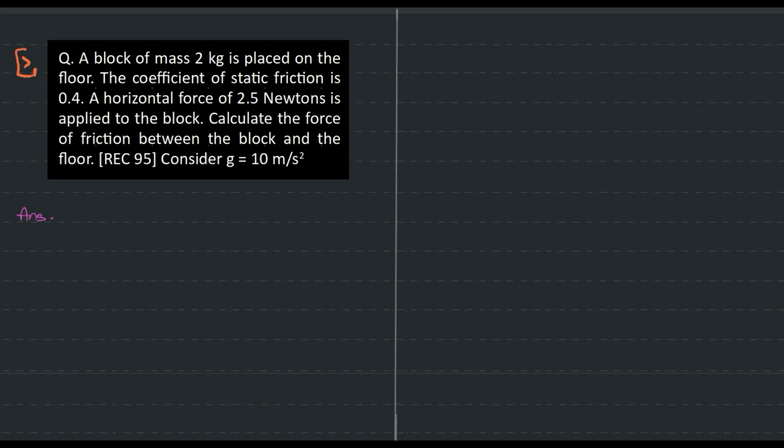A block of mass 2 kg is placed on floor. The coefficient of static friction is 0.4. A horizontal force of 2.5 Newton is applied to the block. Calculate the force of friction between the block and the floor.